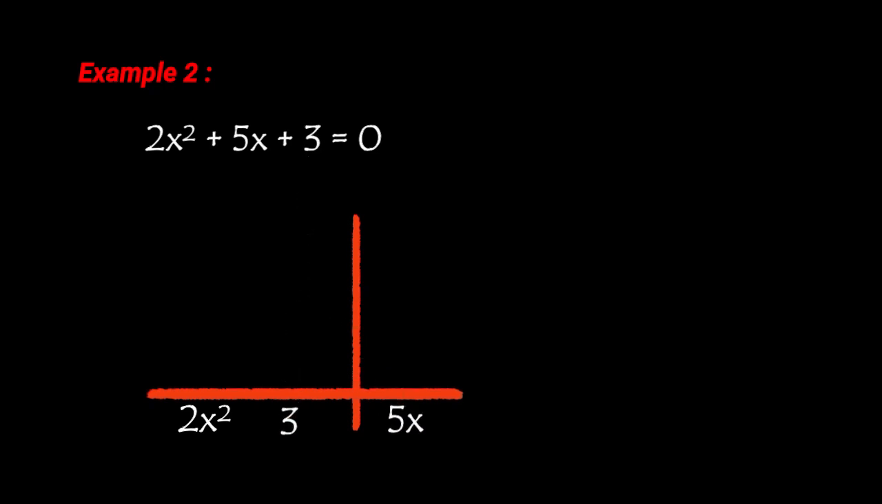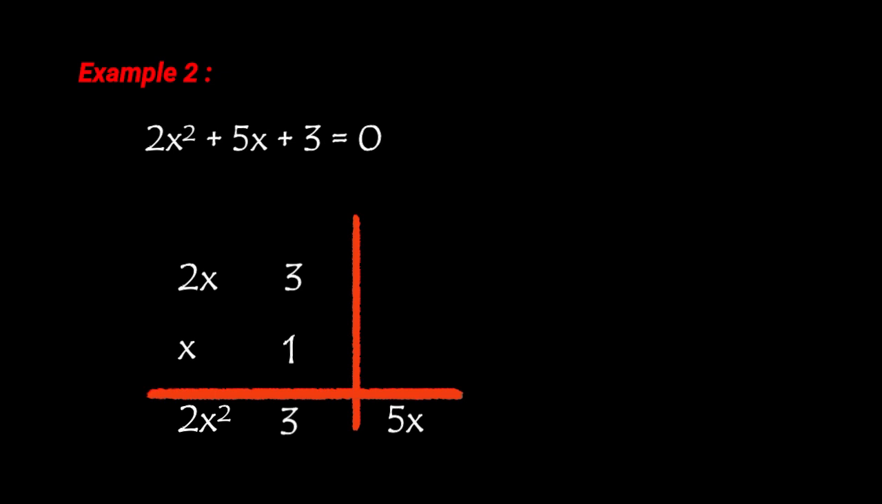Now take note, going downwards on the left-hand side is multiplication. And on the right-hand side, going downwards, it's addition. Let's fill up the table on the left-hand side. In the first column, to get 2x squared, we can fill in 2x times x, which gives us 2x squared. In the second column, to get positive 3, we can take positive 3 times positive 1, which gives us positive 3.